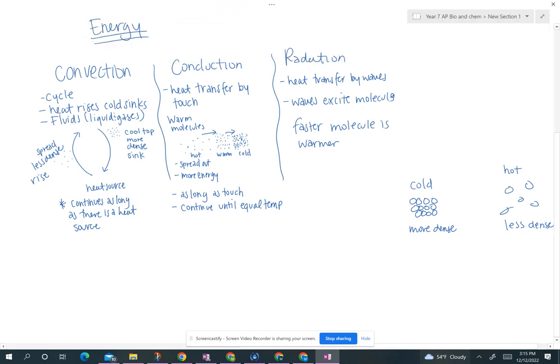Okay, so two more topics. We got to expand on density and Q equals mc delta T. All right, so density.